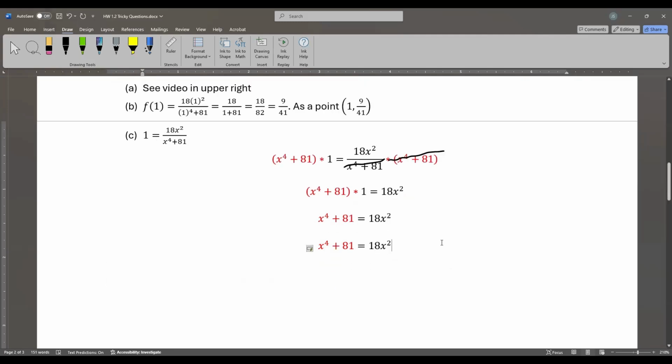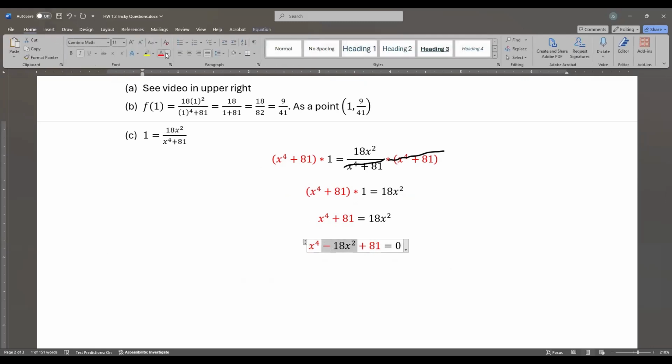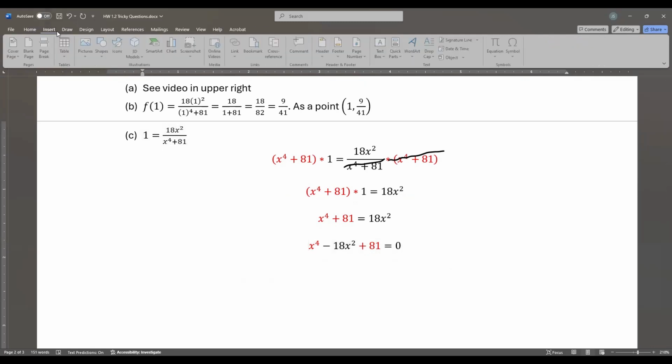Next thing I'm going to do is push all of my terms that have x's to the other side. And I'm going to write this in descending order, so it's going to seem like I put them out of order. You could put the x squared back here, or you could put it to the front, as long as you remember to subtract it. So I'm doing basically minus 18x from both sides.